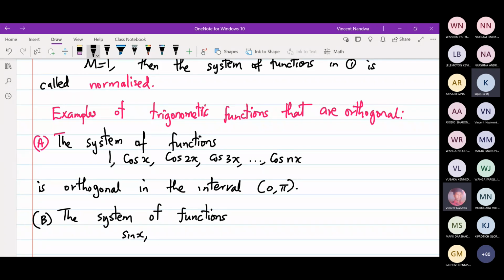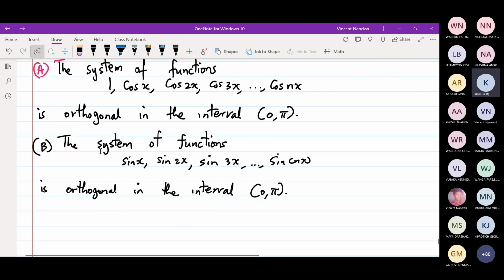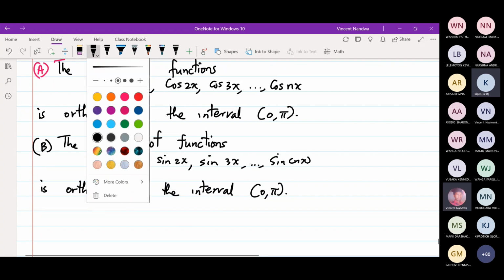If now we have sine x, sine 2x, sine 3x, all the way to sine nx, this set is also orthogonal in the interval 0 to pi. Another example of orthogonal functions.